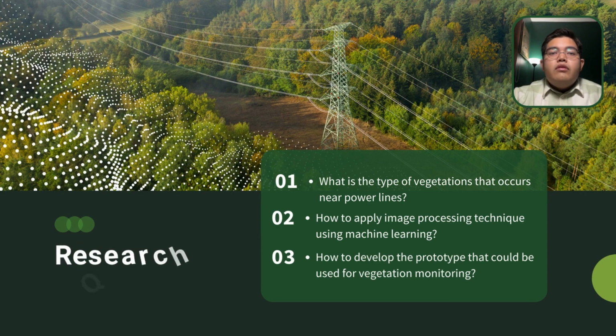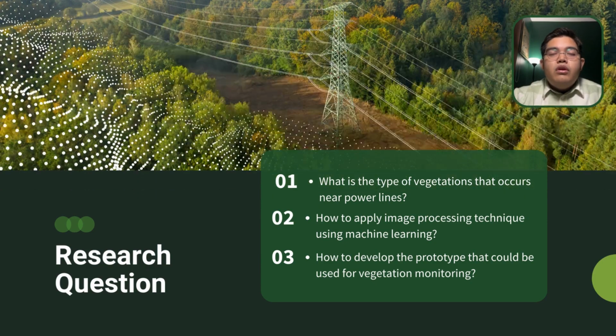There will be 3 research questions in this project. The first one is what is the type of vegetation that occurs near power line. The second is how to apply image processing technique using machine learning. The third research question is how to develop a prototype that could be used for vegetation monitoring.